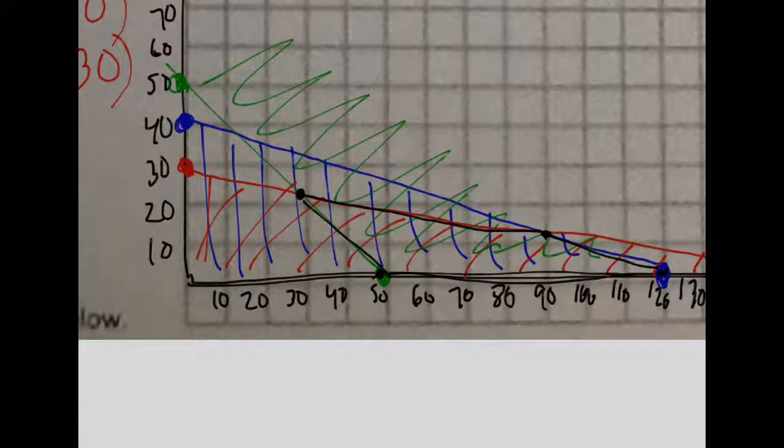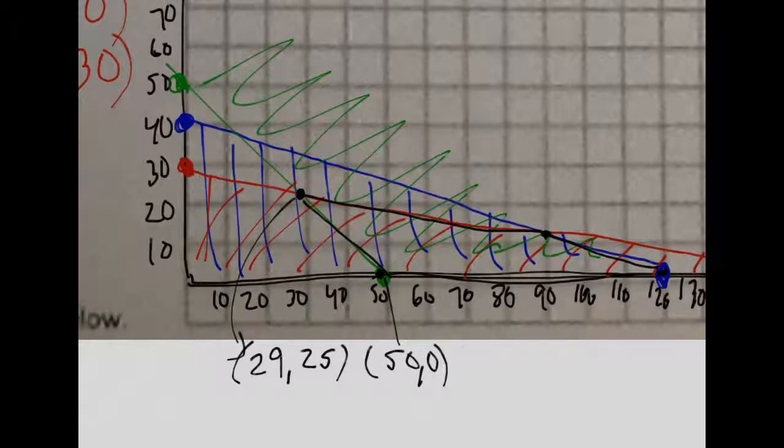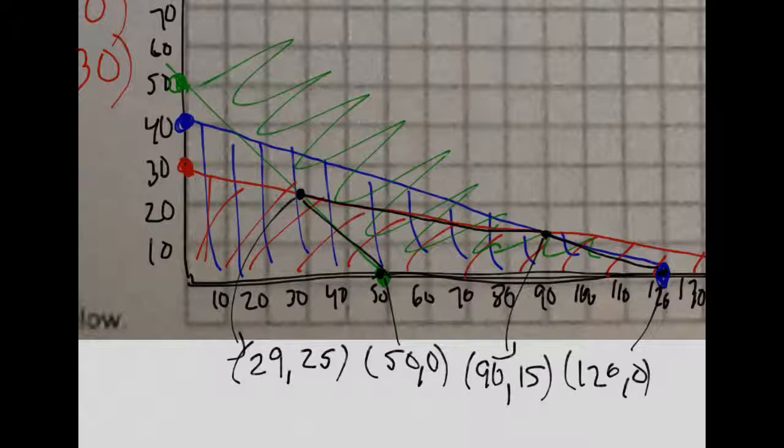Right, now I need to approximate these points here. This one looks like it's about 29 for the X and, I don't know, 25 for the Y. Over here we got 50, 0. Then all the way over here, that's easy, 120, 0. And then we have one over here, which looks like it's at 90, 15. Okay, so now we have to take those 4 points and plug them into the profit equation.